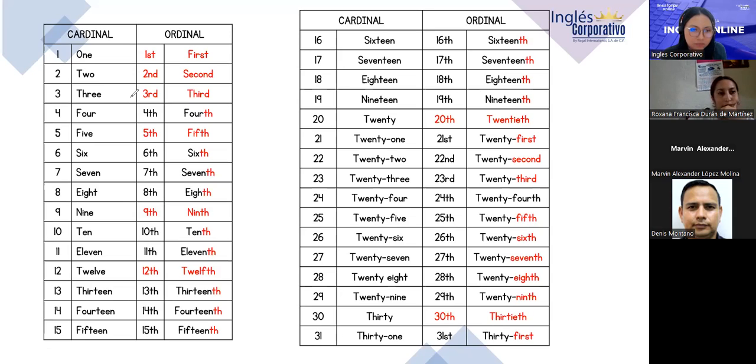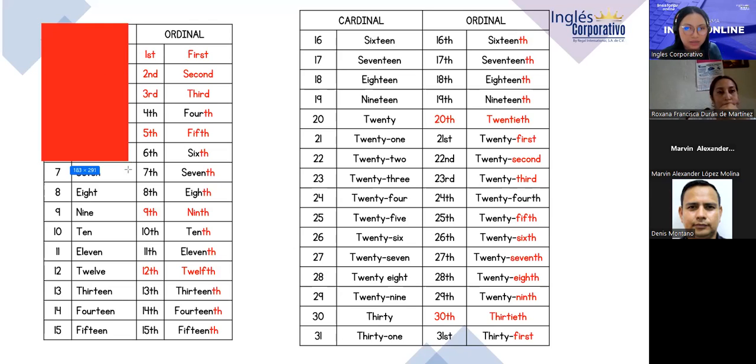Vamos a practicar ahora sí pronunciation, pero creo que vamos a eliminar esta parte.